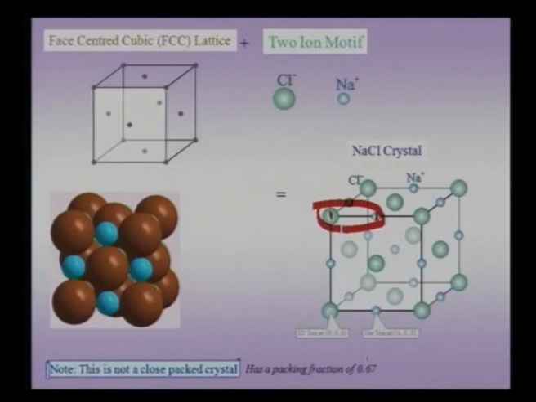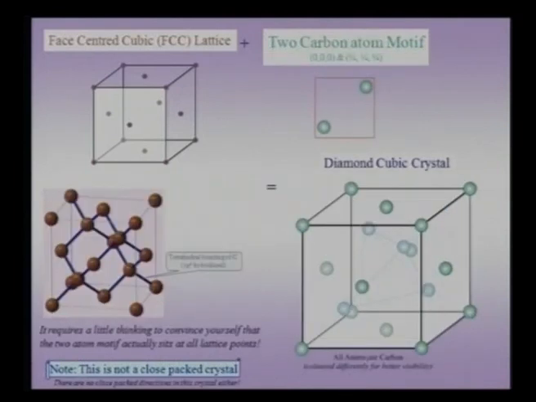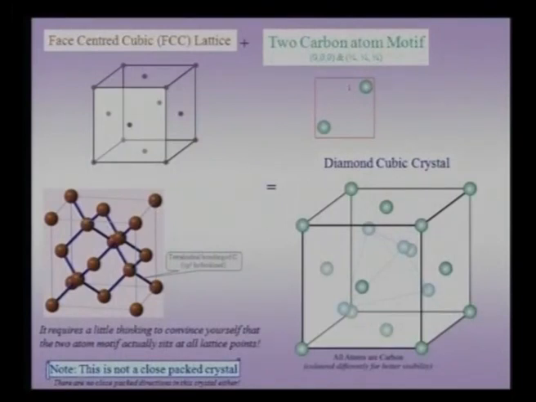So, as I pointed out, we can start with an FCC lattice and decorate it with more and more complicated motifs. Some more examples we will consider later in the course. In the previous example, wherein we started with the FCC lattice, we had used two different kinds of ions to decorate the lattice. In this case, we consider what is known as the diamond cubic crystal.